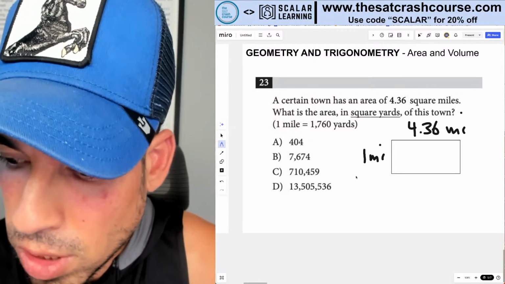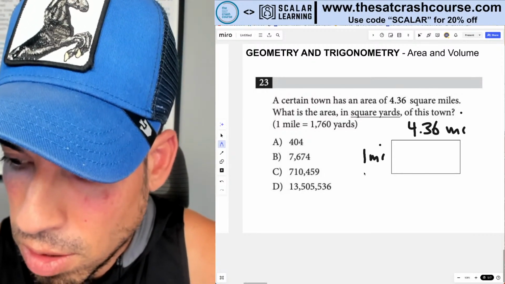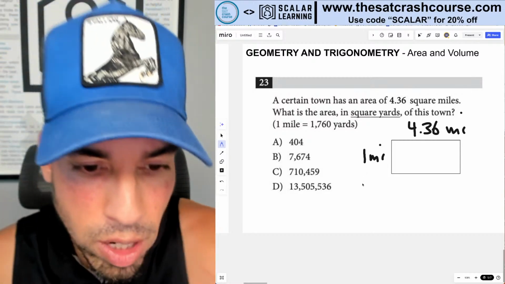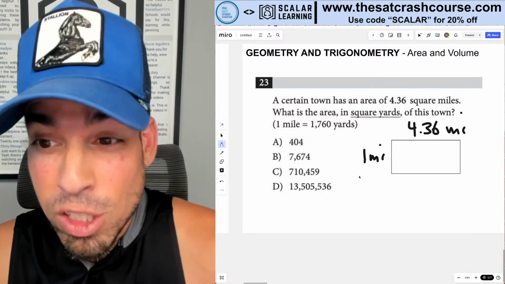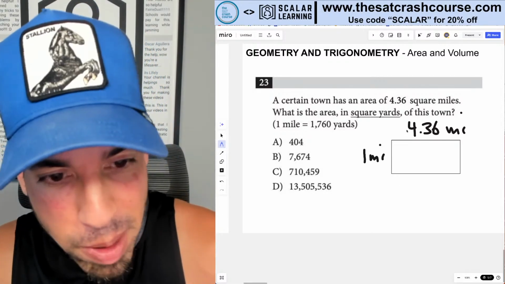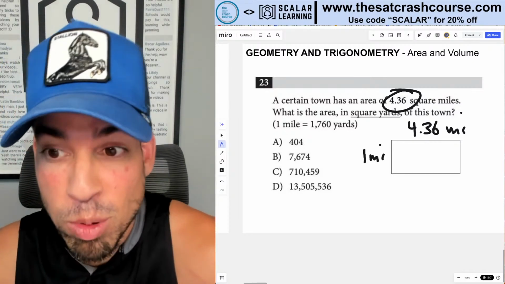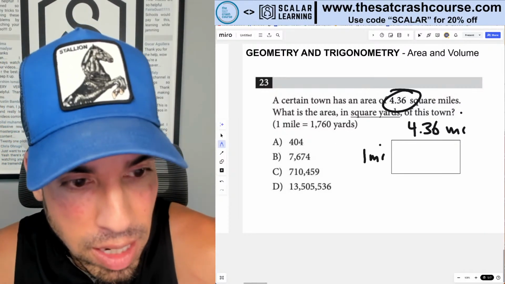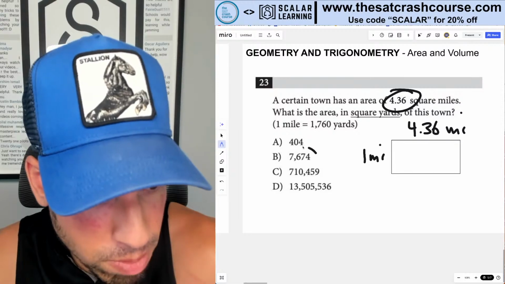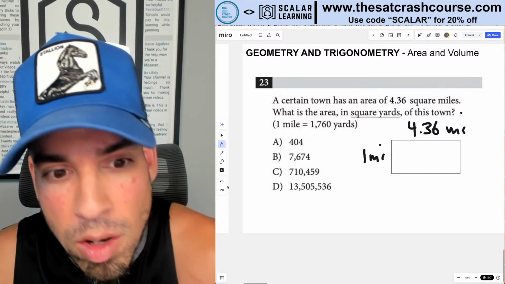I see some answers. I see D coming through. I see another answer, which is B. Okay. Now let's talk about it. I love this question because, again, a lot of people get this wrong. What a lot of people do who get this wrong is they take this value and they multiply it by 1760, which I'm guessing is this value, okay?